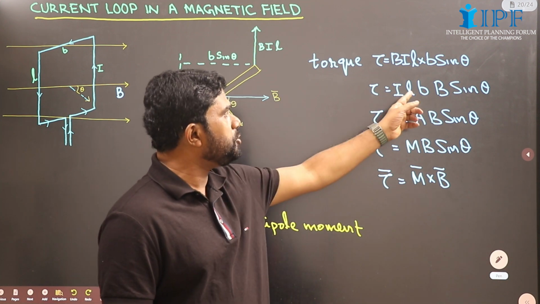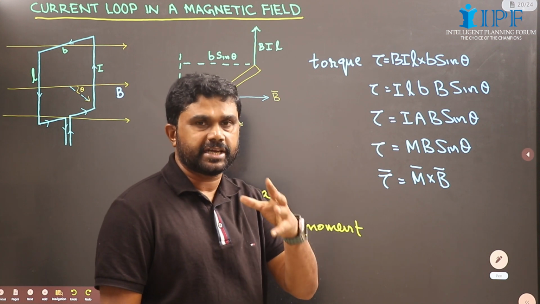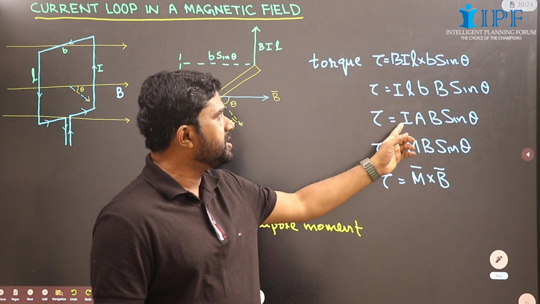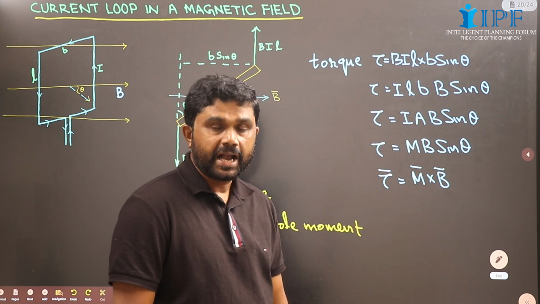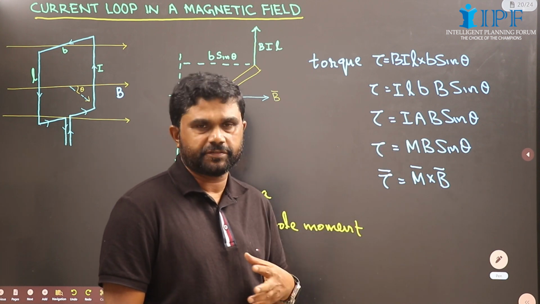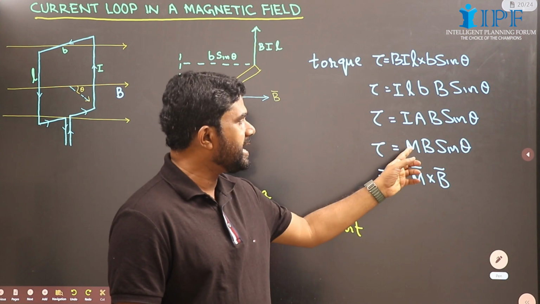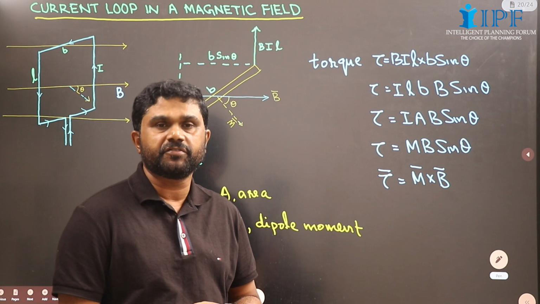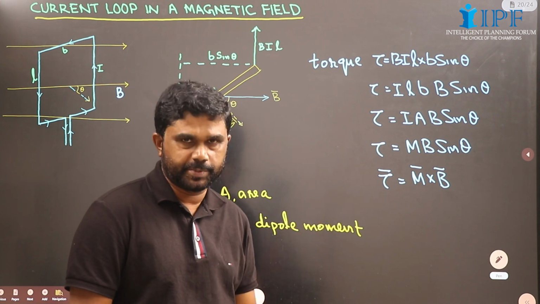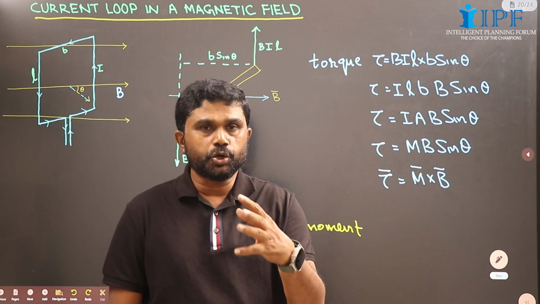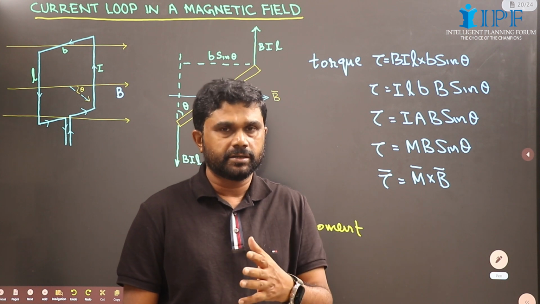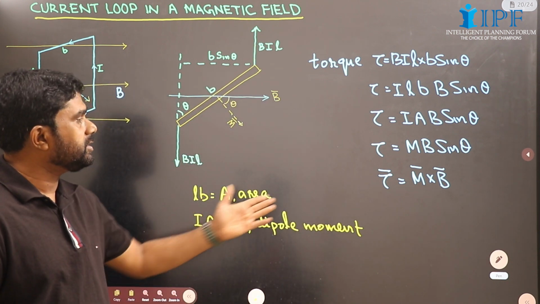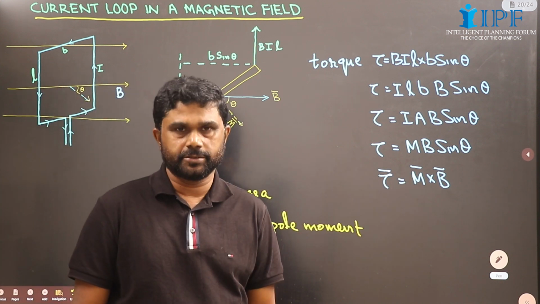This L into b, that is length into breadth, is the area of the loop. And it is I into A B sine theta. I into A is the dipole moment of the coil. So we can write M B sine theta, where theta is the angle between the dipole moment and the magnetic field vector. So we can write M cross B. So when a current loop is placed in a magnetic field, it will experience a torque, and that torque is equal to M cross B.